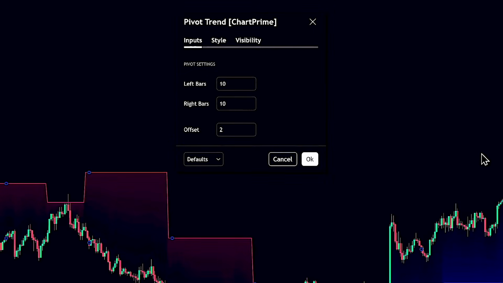The third input is offset. This is basically your sensitivity filter. If you're trading something volatile or working on a lower time frame, pivots can trigger way too often. Offset helps filter that out by requiring a more meaningful swing before a pivot is accepted.